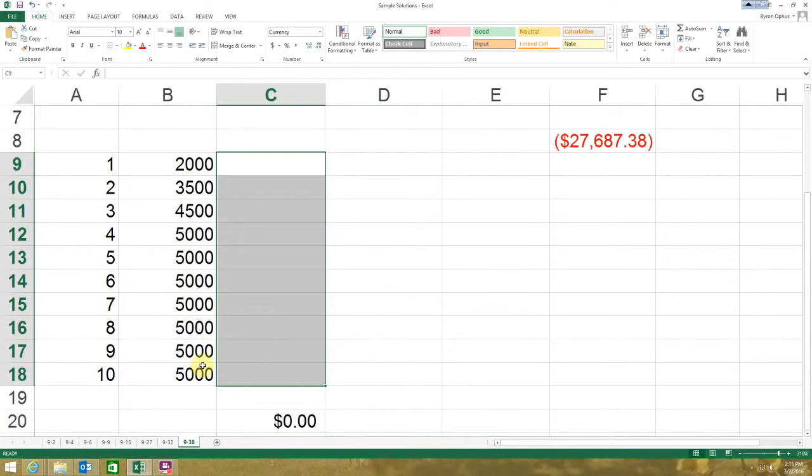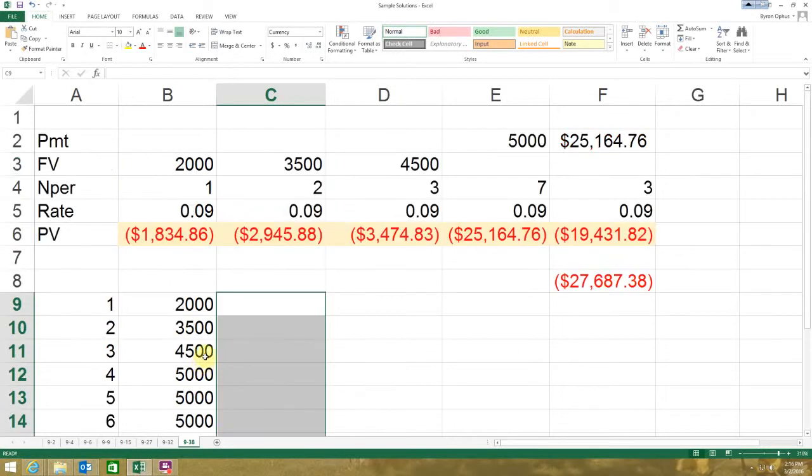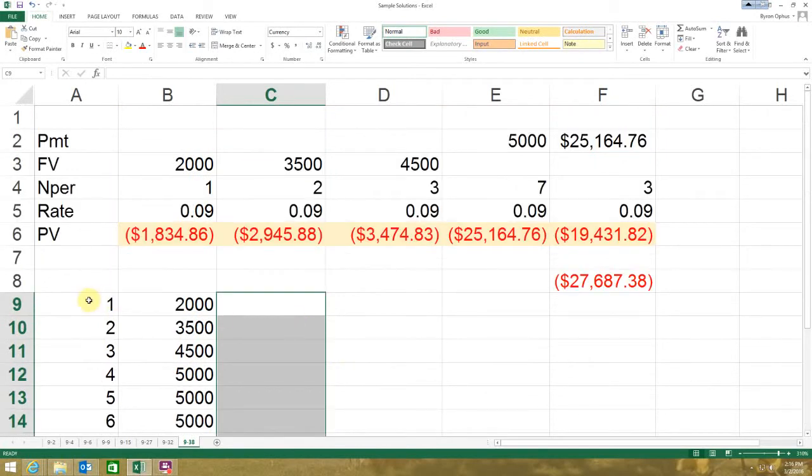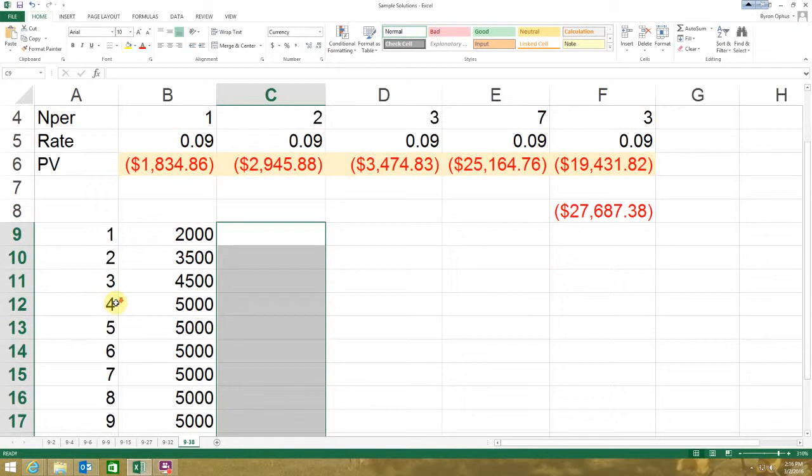If you remember, number 38 had this question. Del Monte will receive the following payments at the end of the next 3 years: 2,000, 3,500, and 4,500. Then from the end of the 4th through the end of the 10th year, he's going to receive an annuity of $5,000 per year at a discount rate of 9%. What's the present value of all 3 future benefits? I stumbled through figuring out the zeros and the ones, but if we put this on a timeline, it makes it easier to explain.